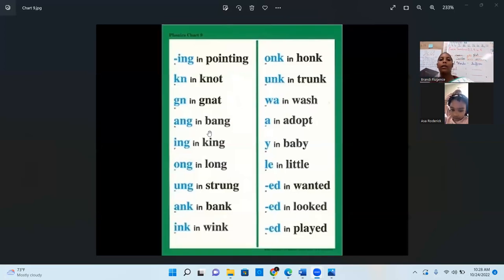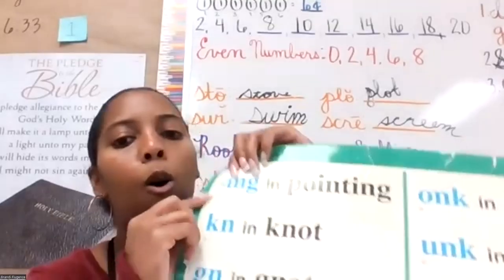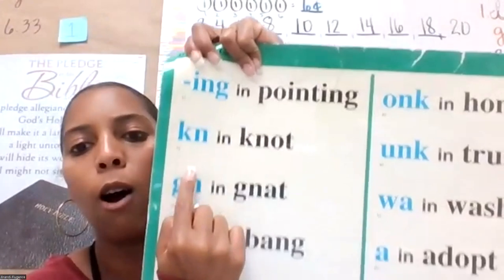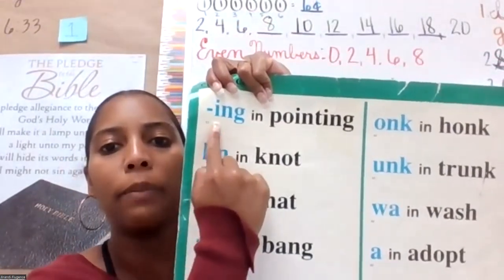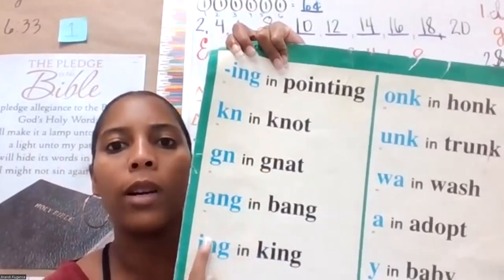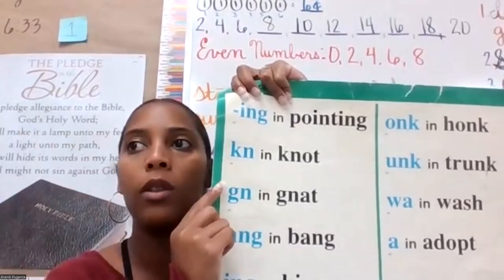Okay, good. So this is phonics chart 9. And so we do have a lot of special sounds, but we also have something different on chart 9. And you can see the difference. So look at this first sound here on chart 9, which is ing, that says ing and pointing. What does this ing have that all the other sounds do not have? Do you see what's different between this one and all the rest of them? What does it have that the other sounds do not have?